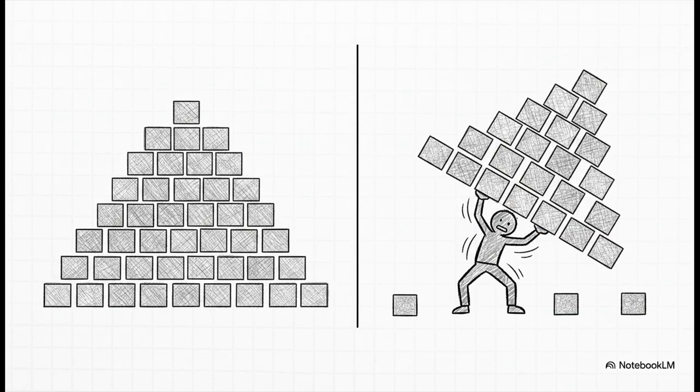Trap number 3 is a small sample size. This is obviously a huge problem for a meta-analysis, which gets its power from big numbers. But it also matters for any review. If all the studies you're looking at are based on just a handful of people, your own conclusions are going to be built on pretty shaky ground.